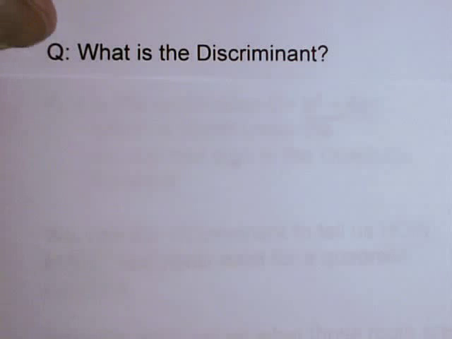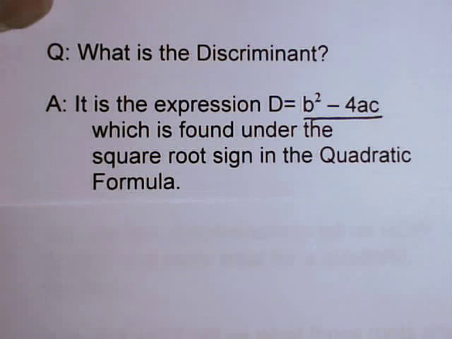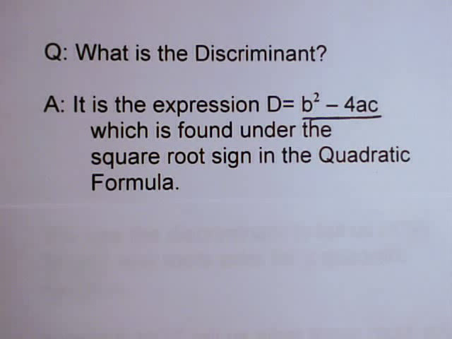Question: what is the discriminant? The answer is the expression d equals b squared minus 4ac, which is found under the square root sign in the quadratic formula.